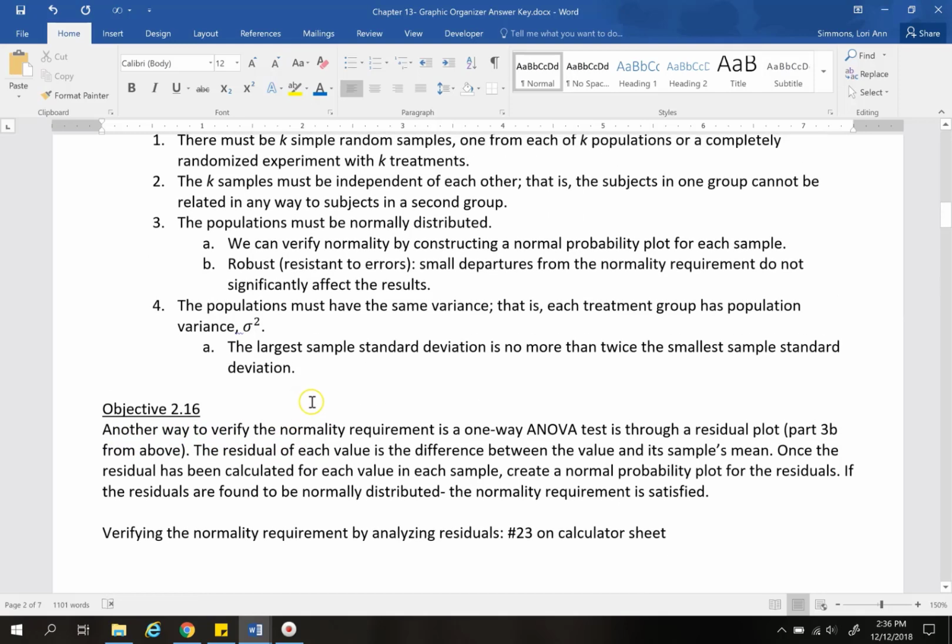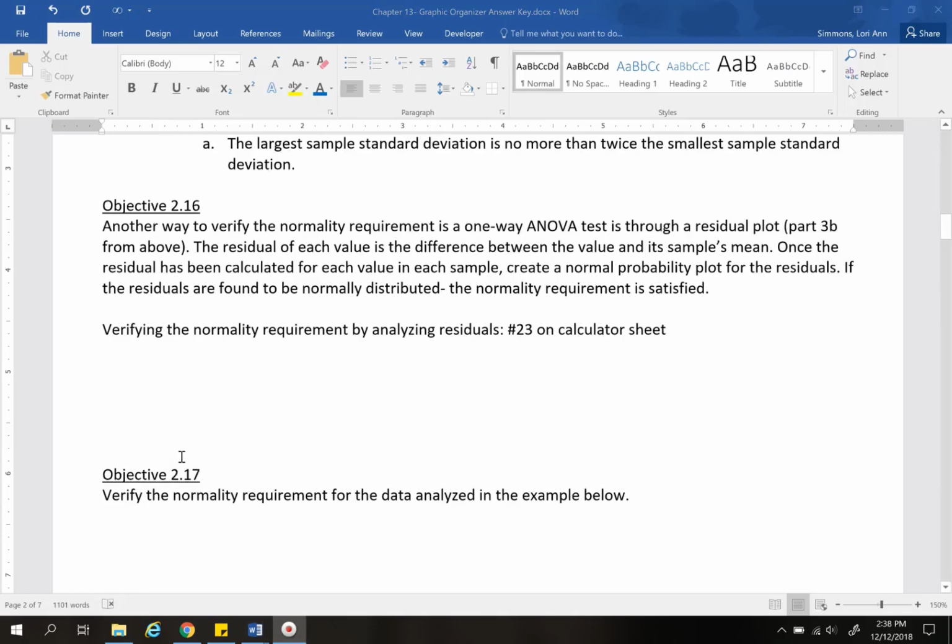Another way to verify the normality requirement, criteria 3 I should say, for a one-way ANOVA test is through a residual plot. So part 3b from above. The residual of each value is the difference between the value and its sample mean. Once the residual has been calculated for each value in each sample, create a normal probability plot for the residuals. If the residuals are found to be normally distributed, the normality requirement is satisfied. To verify the normality requirement by analyzing residuals, we're going to use number 23 on our calculator sheet.